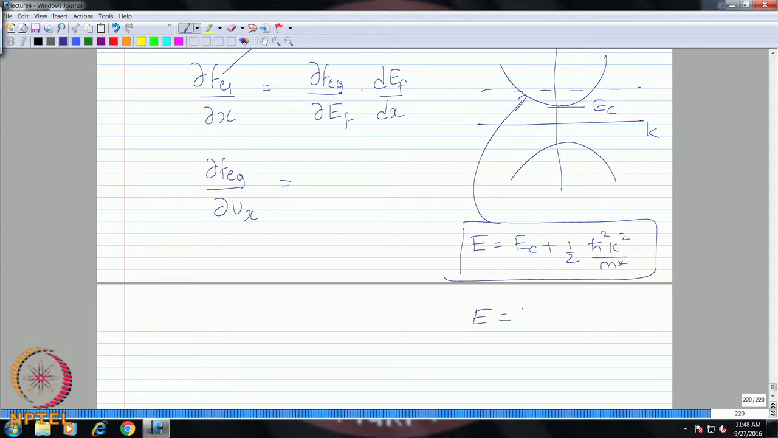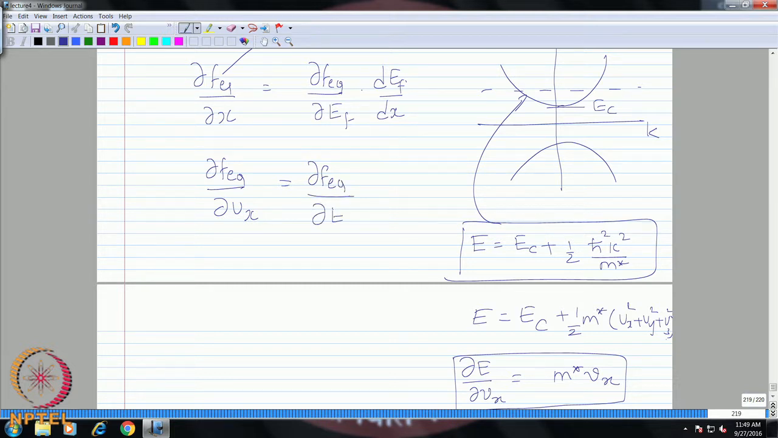So, therefore, we can simply express this as EC plus half of m star into Vx square plus Vy square plus Vz square. Is that okay? So, therefore, when you say now dE by dVx, what will be the expression? M star Vx. So, when you say dF equilibrium by dVx, it is a function of Vx through dE, right, into dE by dVx, and this is m star Vx.